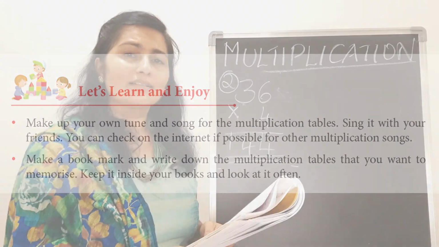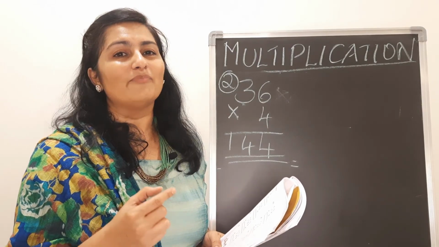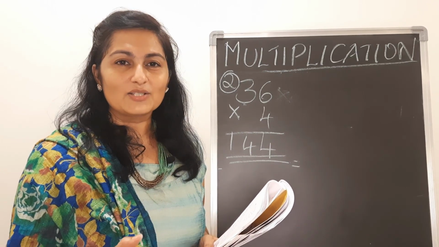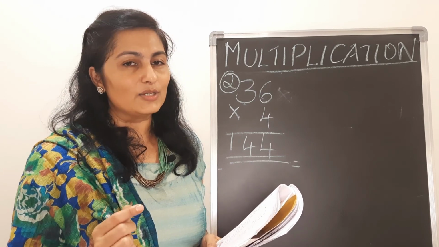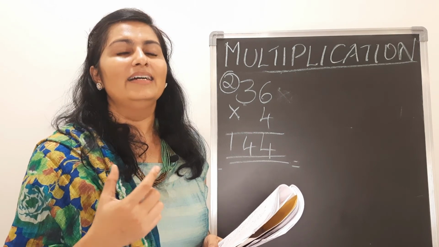So that brings us to the end of this new concept that we learned. It's called multiplication, and multiplication makes it very easy for us to find out how many objects there are. In this, you remember, you have to understand and also memorize the tables.